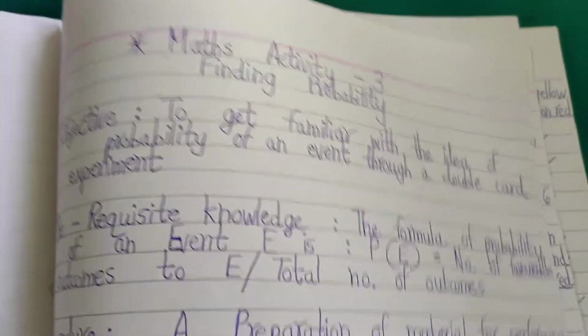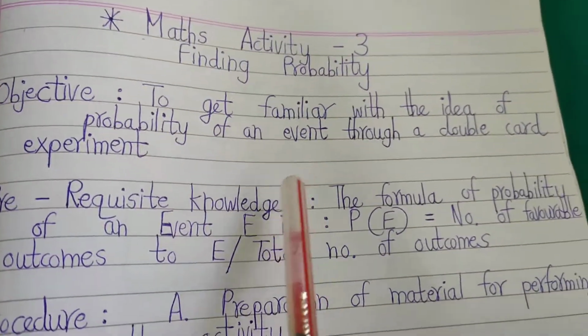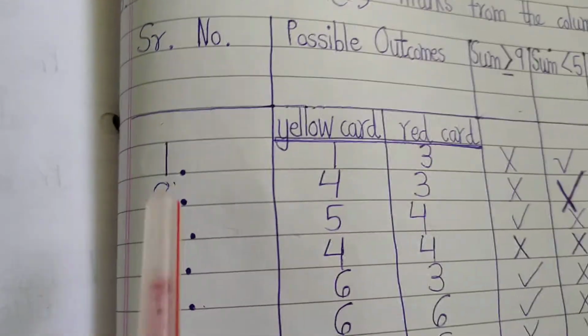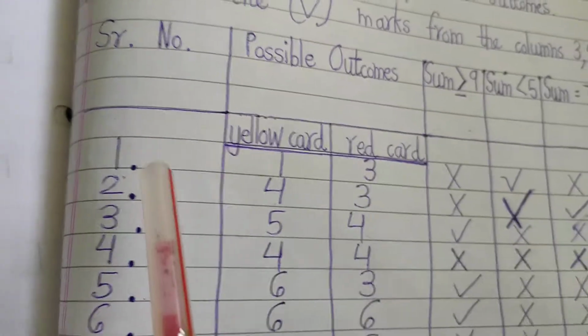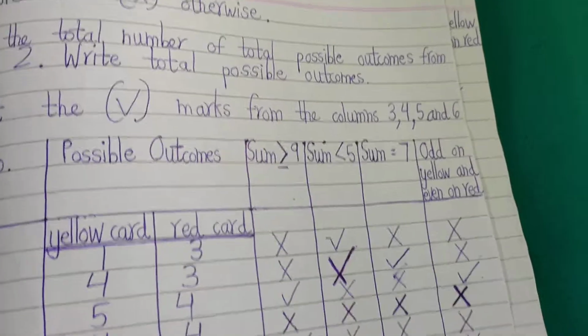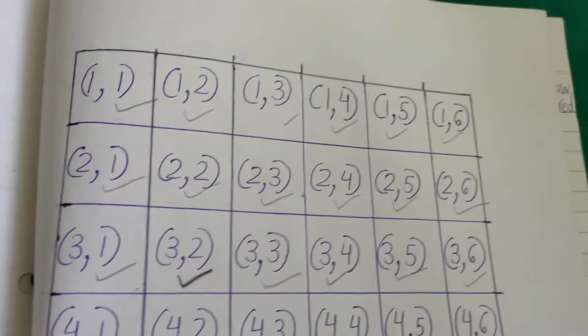Mathematics activity 3. First of all, for this you will write whatever has been provided to you in the PDF. So write all that, and after that make 36 entries, 1, 2, 3, 4, 5, 6 and so on till 36. And after that we'll take the help of the chart which we are having here.